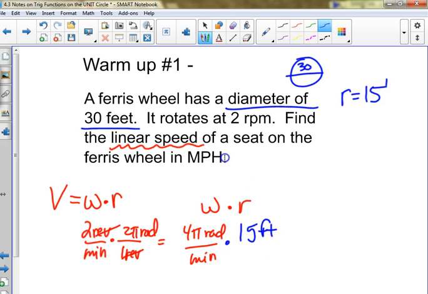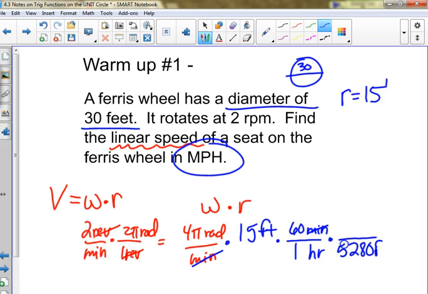Okay. What does it ask for, though? In the end, we want miles per hour. So right now we have minutes in the denominator. We need that to cancel. So minutes needs to go up here, and we want hours. 60 minutes is 1 hour. Now the minutes label's gone, and we have per hour. Feet to miles. Yes. 5,280 feet is 1 mile.